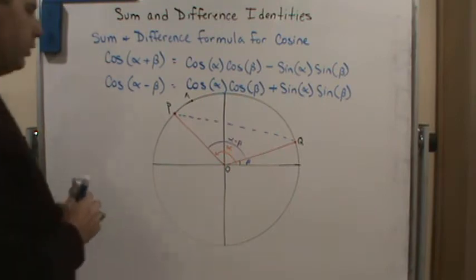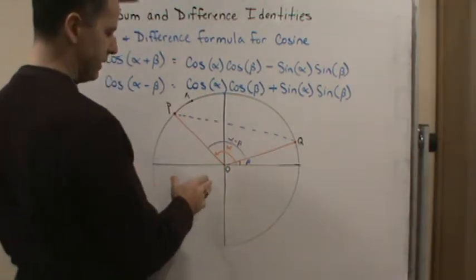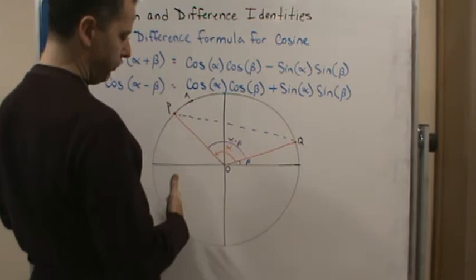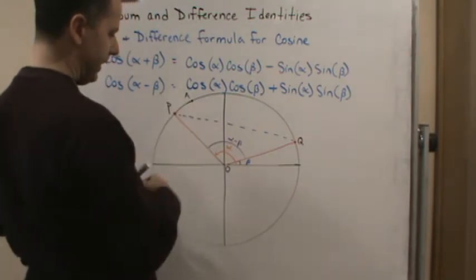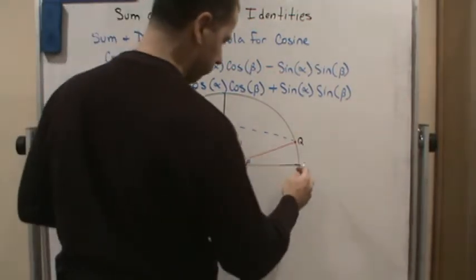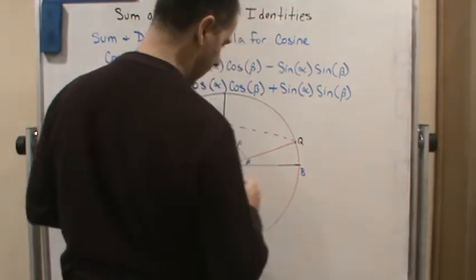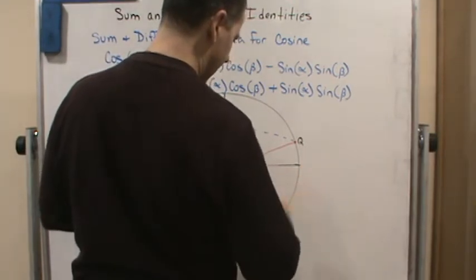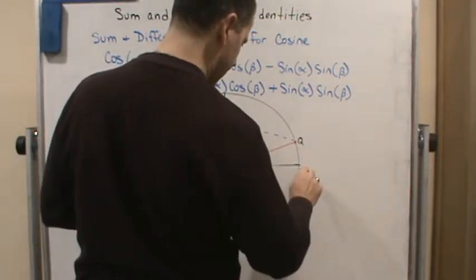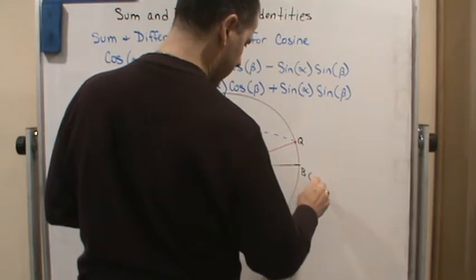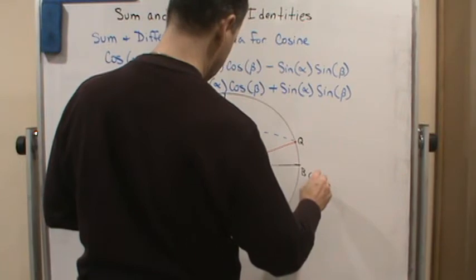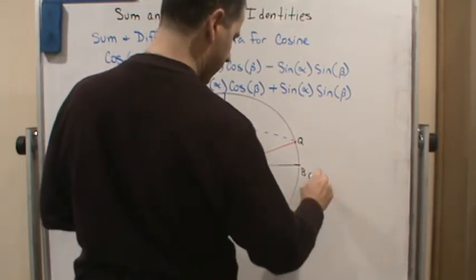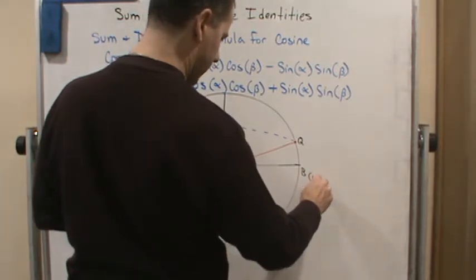Now what I'm going to do is create another triangle with two other points, A and B. I'm going to put B at the x-axis. So B would be at 1, 0.